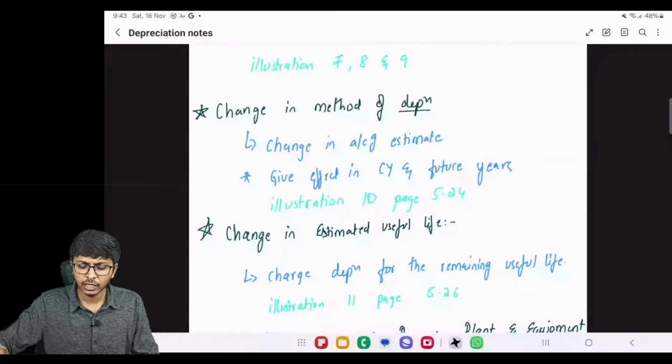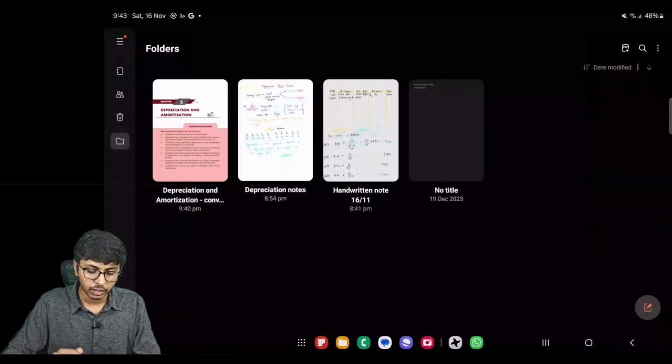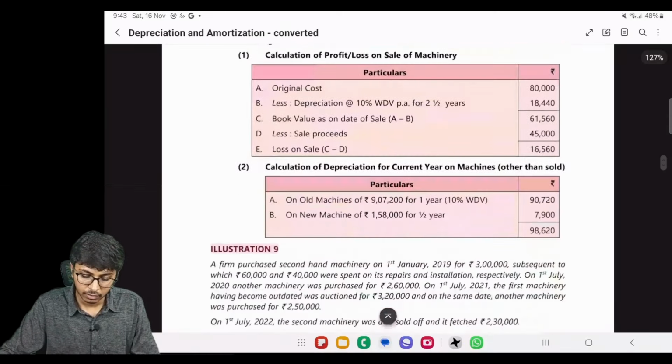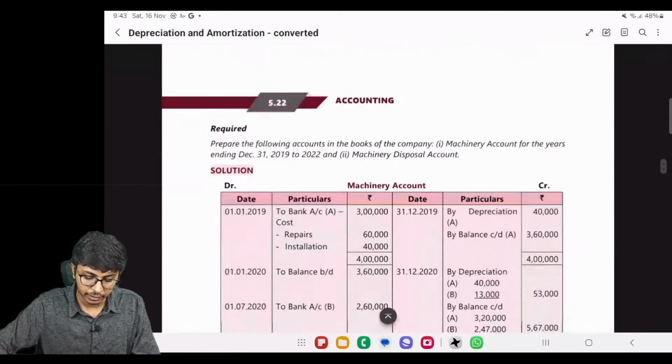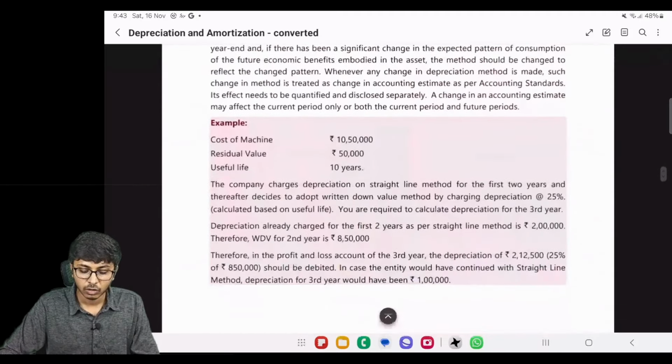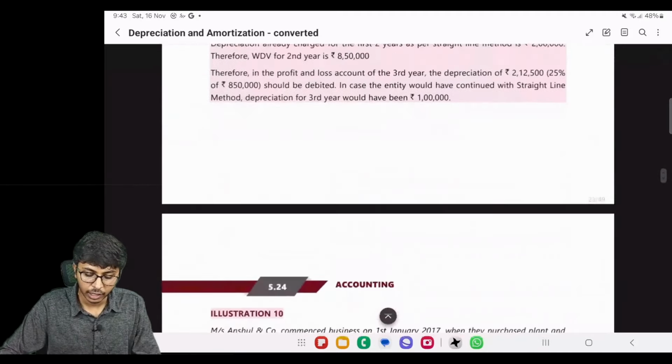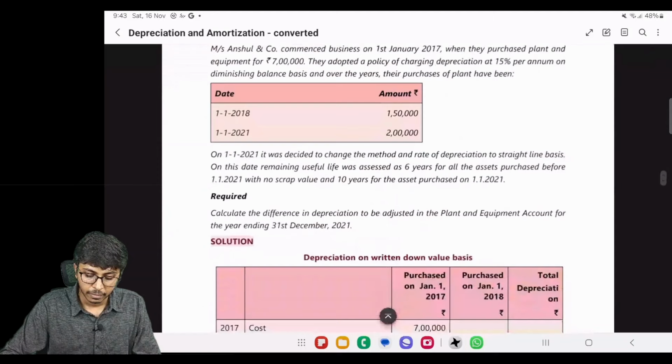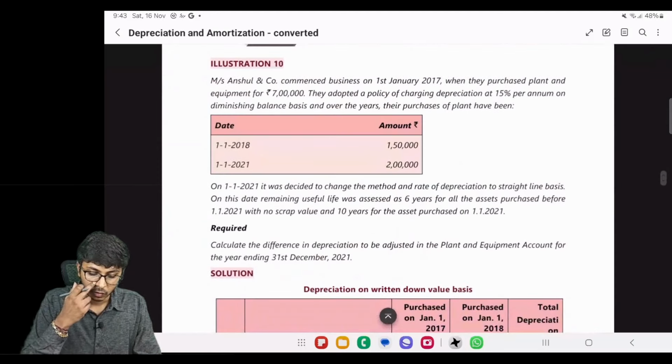We will quickly see illustration 5.24, then you will understand. Page number 5.24, illustration 10. This ninth question is very good. You can solve it, and you will get the answer also, I'm sure. See here what they're telling.